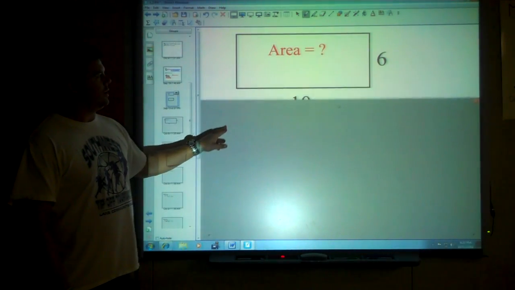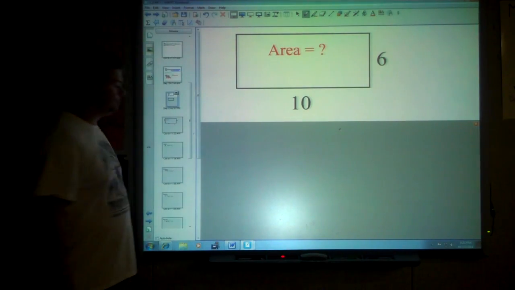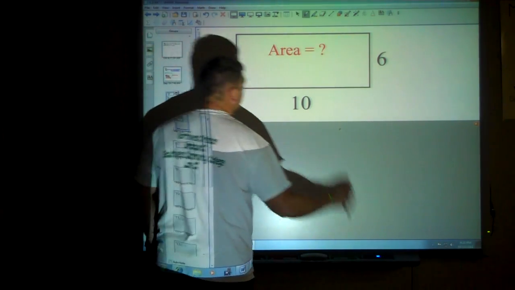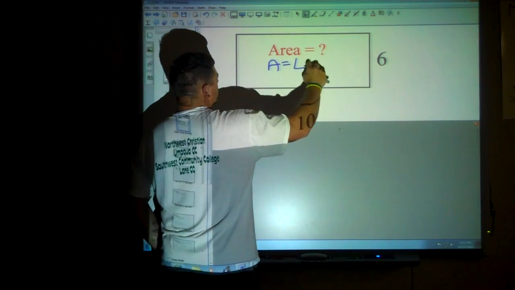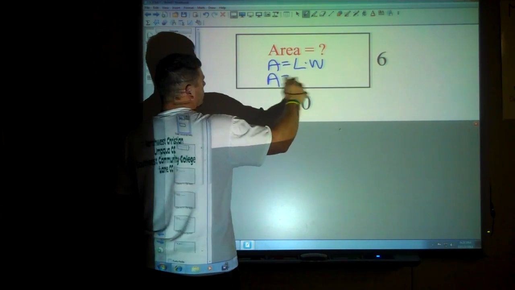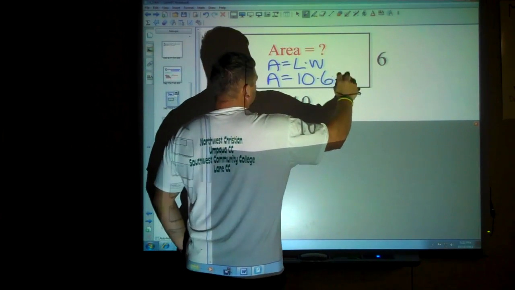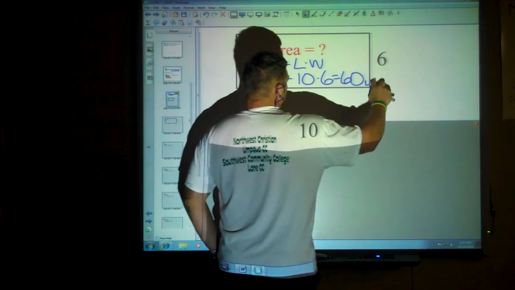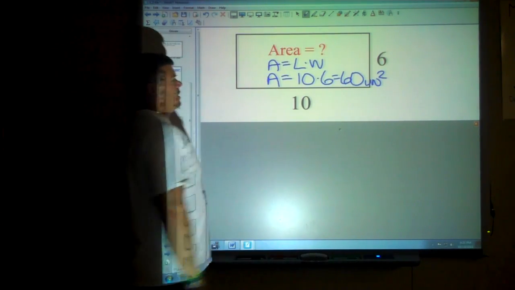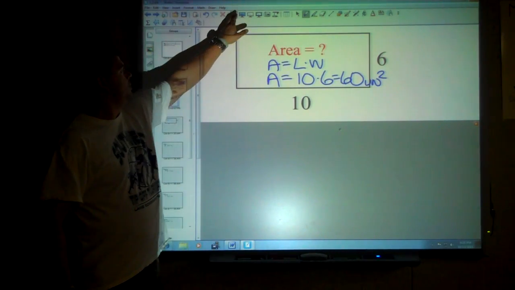Alright? So if we were looking at the area of this problem, we know that area equals the length times the width, which means that area equals 10 times 6, which would be 60 units, whatever those units are, inches, miles, feet, whatever, squared. Pretty basic.